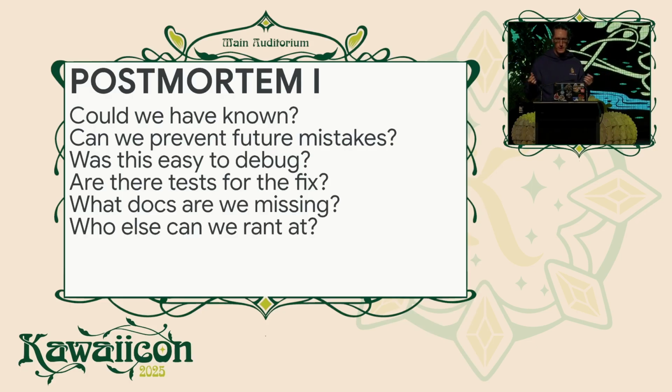So we ask ourselves a bunch of questions. Could we have known about this already? What can we do to prevent future mistakes? Was it easy to debug? Were there tests? Could we have added tests? What docs are we missing? And who else can we rant at? Because we've just spent a lot of time on this. Who else can we tell about it?